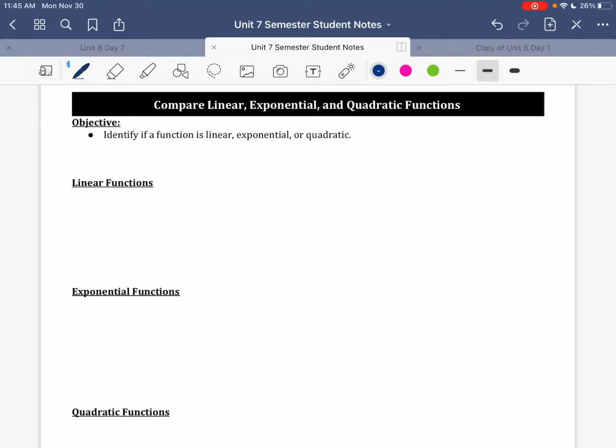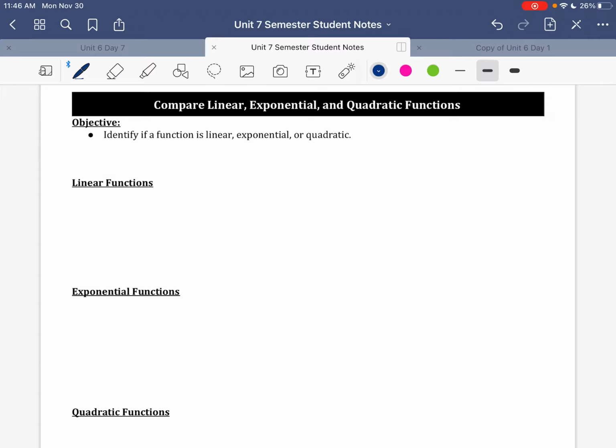Over the course of Math 1, we've looked at three main different kinds of functions or equations. We've looked at linear, exponential, and quadratic. And what we want to do today is compare and contrast them and look at some of their key features so that we know what kind of equation we're dealing with.